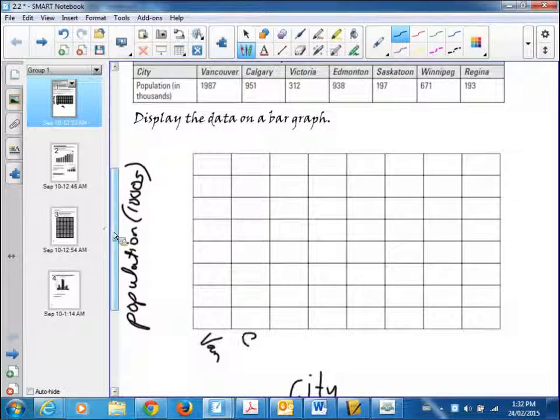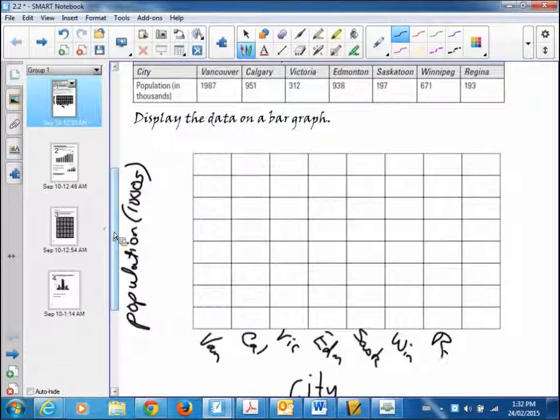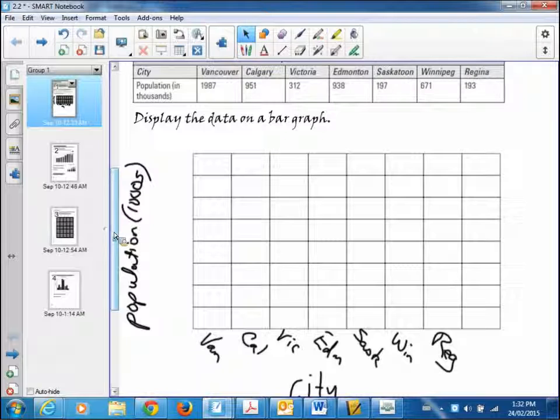Calgary. Vic. Ed. Saskatoon. Winnipeg. And then Regina. Eagle Ridge. Make sense?